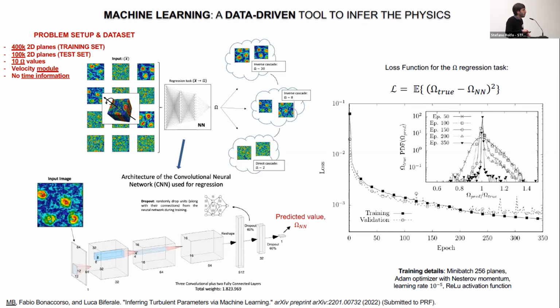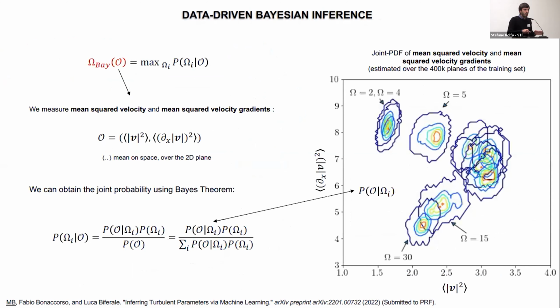The minimization of this quantity means that if we look at the PDF of our predicted value, it becomes almost a delta around the true value of our simulation. So we see that the network is actually converging. Machine learning is not the only way we can solve this problem using data-driven tools. We could also, in principle, use standard Bayesian inference. The idea is that we have to imagine that we know the conditional probability of having some values of omega, the rotation frequency, given some observables measured on our planes.